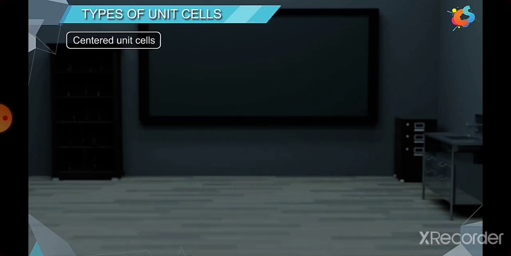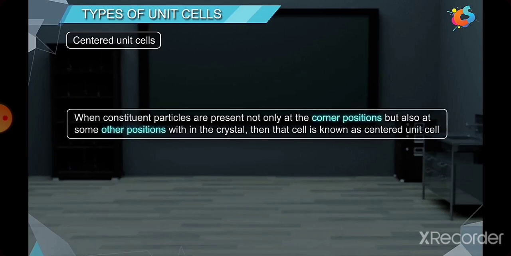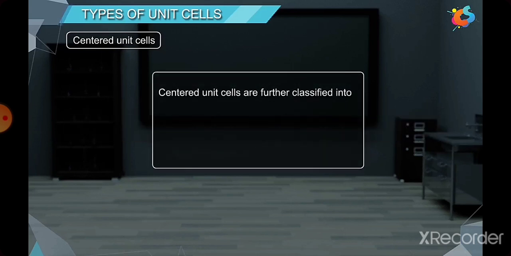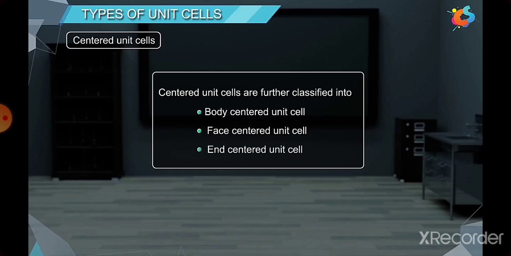Centered unit cells: when constituent particles are present not only at the corner positions but also at some other positions within the crystal, the cell is known as a centered unit cell. Centered unit cells are further classified into body-centered unit cell, face-centered unit cell, and end-centered unit cell.